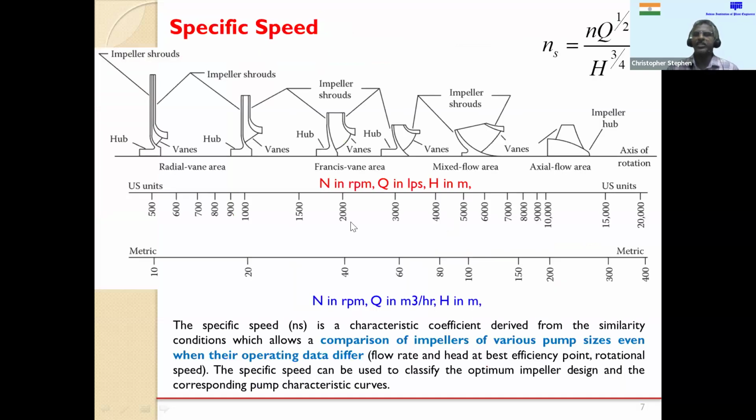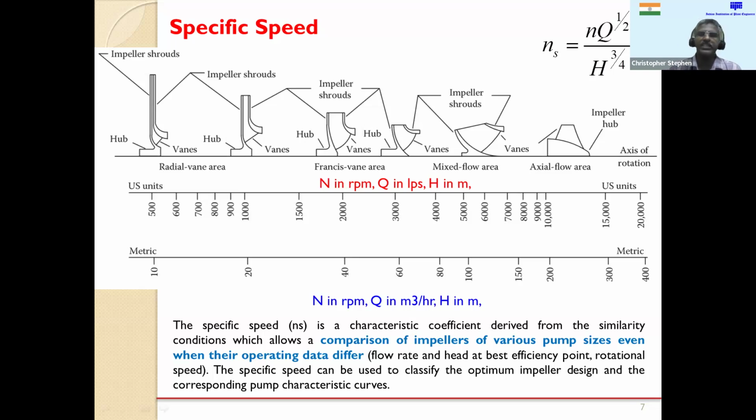Now this is the specific speed. You can see an equation. N stands for the specific speed, which is a function of N, the rotating speed of the impeller, Q, the flow rate, and H, the total head developed by the pump. So specific speed is a function of three parameters. If you want to specify a pump, we need to know these three parameters. Then only can we classify the pump based on the specific speed.